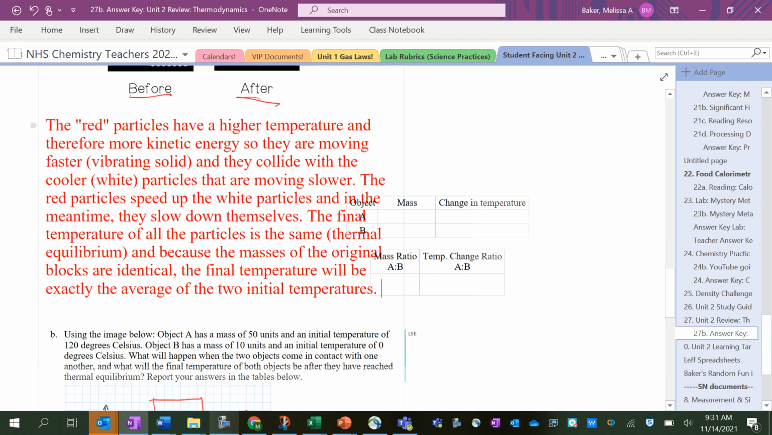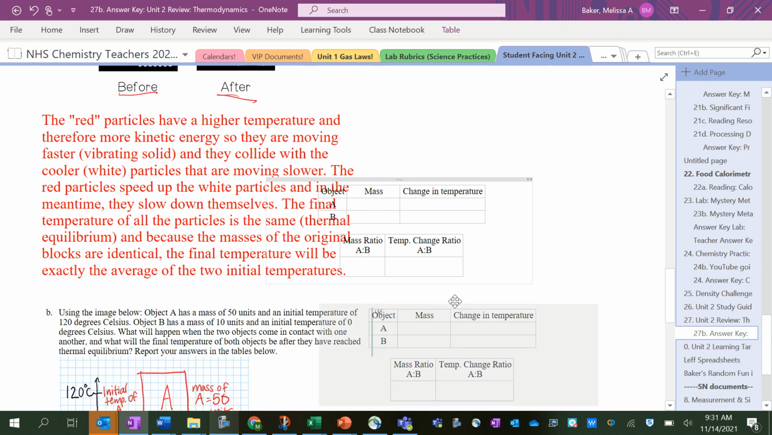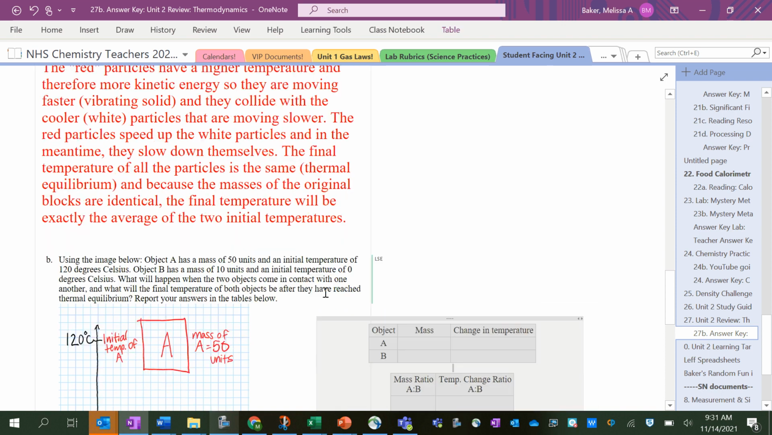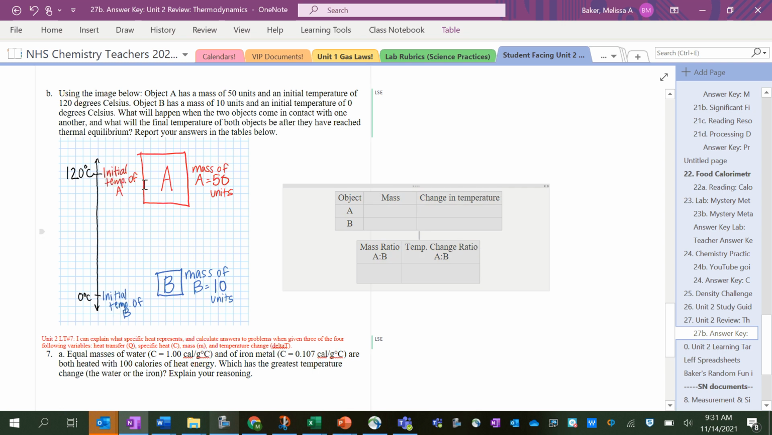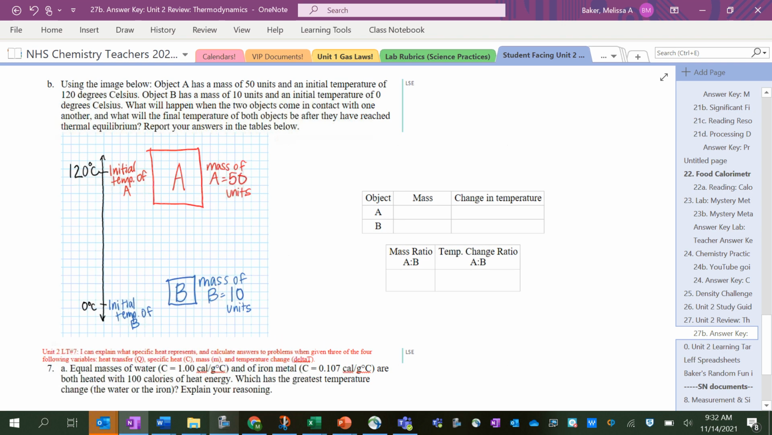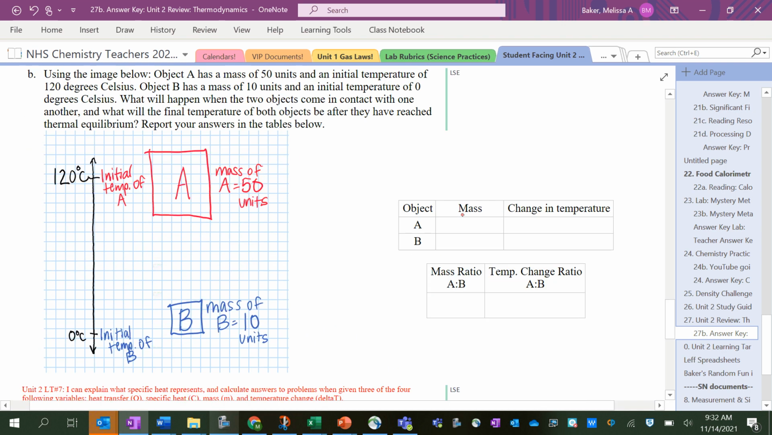Okay, it looks like something got moved, let's move this down. Okay, use the image below. Object A is big and has an initial temperature of 120. Object B is small and it has an initial temperature of 0. When they are in contact, what will the final temperature be? Okay, so object A weighs 50 and object B only weighs 10.